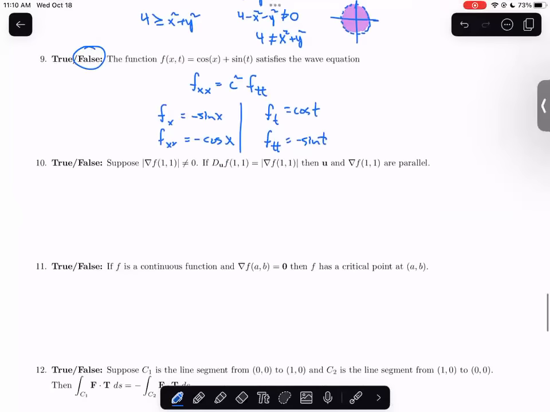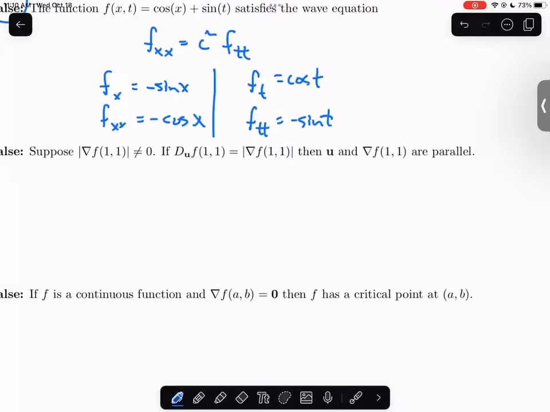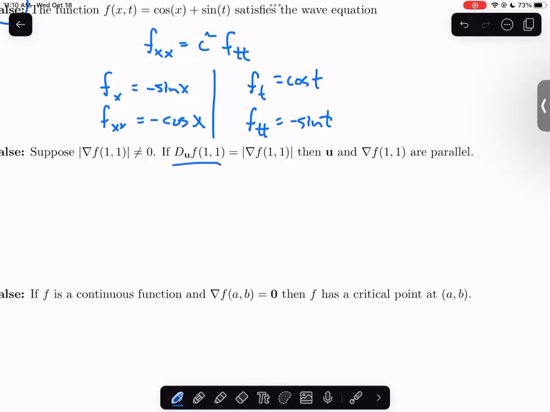Maybe one more, and I apologize for going over. Directional derivative. As we know, directional derivatives are calculated out with dot products. We need to make sure that we have a unit vector, and then we're dot producting this with the gradient. And so the condition here is that it's equal to the magnitude of the gradient. And the question is, are these two things parallel or not?